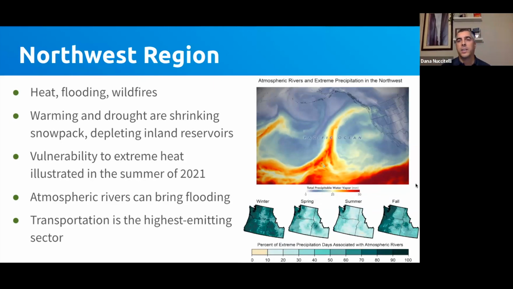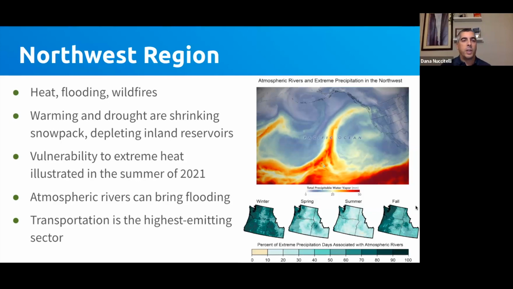And now, because the atmosphere is hotter, and a warmer atmosphere holds more water vapor, that can result in atmospheric rivers having even more extreme precipitation than they used to. You can see on the bottom here that the darker colors are basically more increase in the number of days with extreme precipitation associated with atmospheric rivers. So especially in the winter, you were seeing a lot more of these intense atmospheric rivers causing lots and lots of extreme precipitation, also in the fall in the Pacific Northwest.